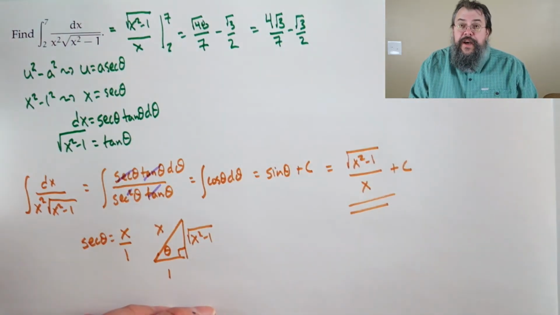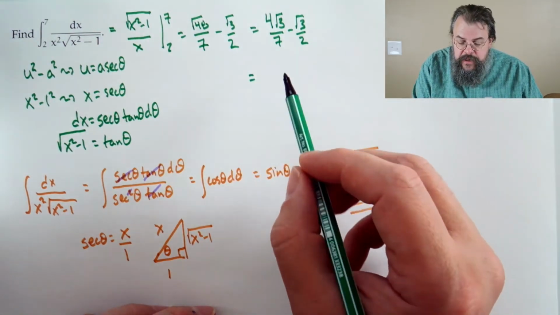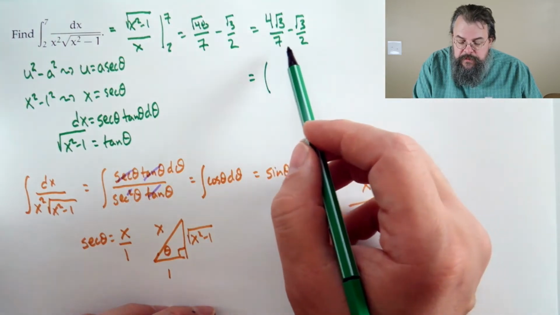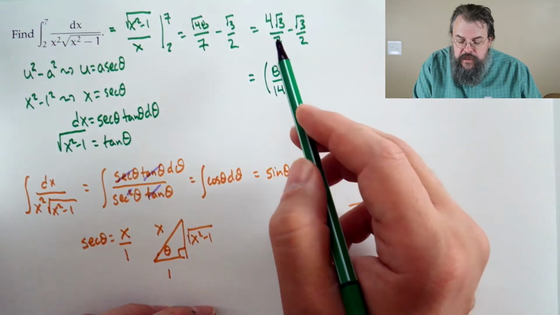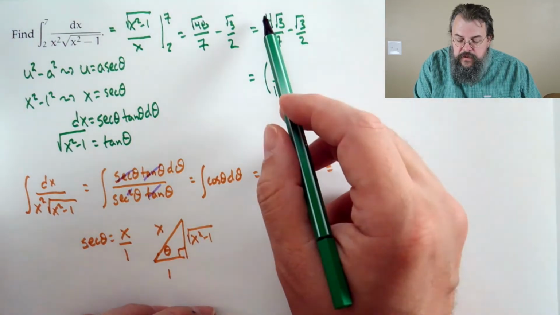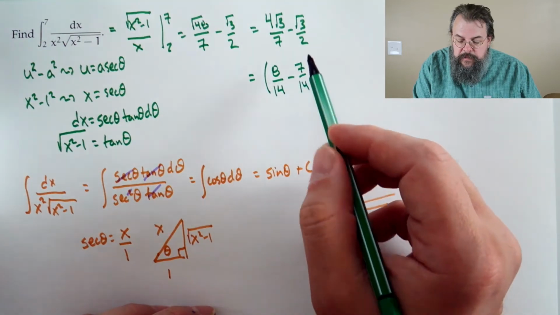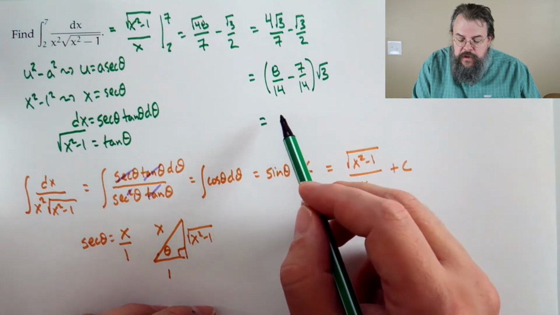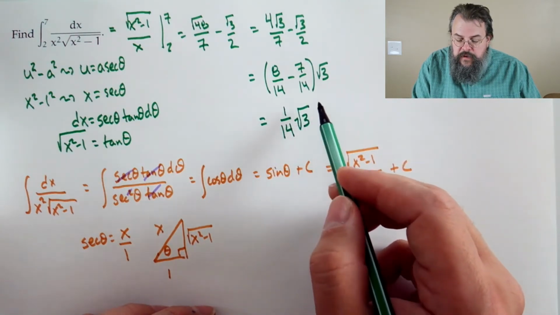They both have square root of 3's. Well, that's great. We can pull that out. And then if we wanted to combine, the common denominator would be 14, right? So it would be 8 over 14, because 2 times 2, and then minus 7 over 14. You have to do 7 and 7 times square root of 3. So we end up with 1/14 times square root of 3.